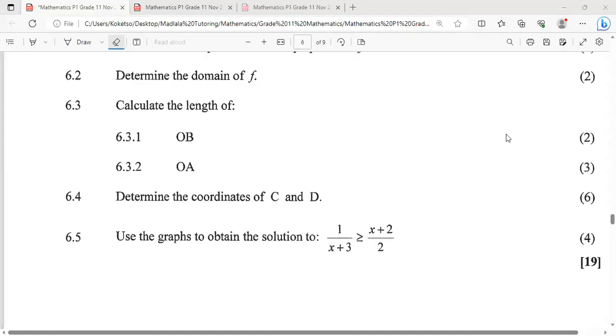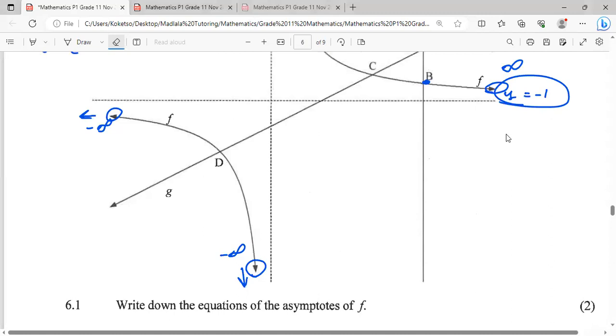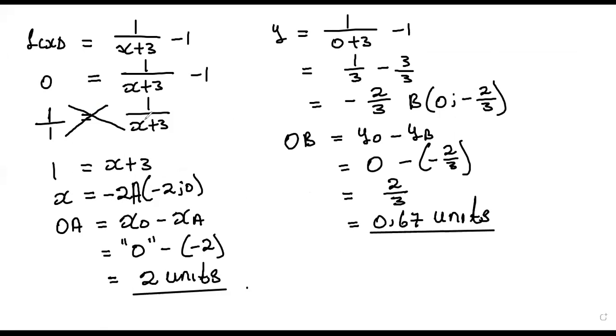So 6.4 says, determine the coordinates of C and D. One thing we know is that C and D are the coordinates of the points of intersection. These ones there. We know something interesting: at the points of intersection, our two functions are equal. So because it's where our two functions are equal, we must equate the two functions in order to find the value of x.